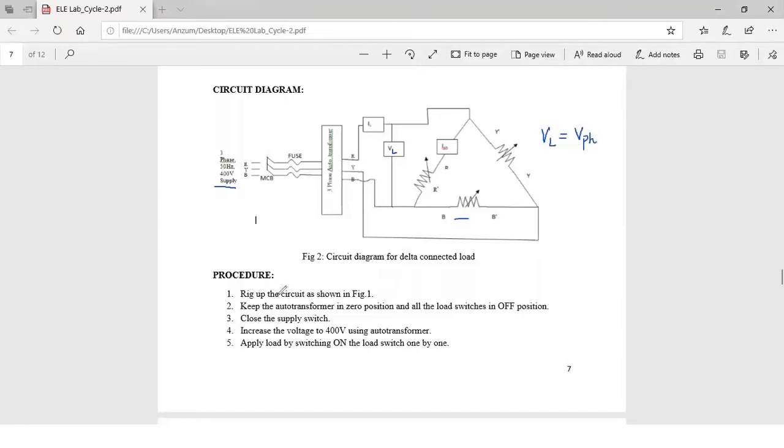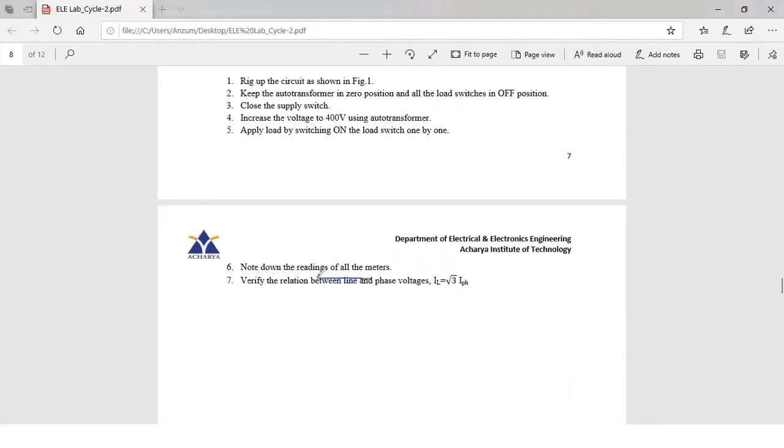Now let's see the procedure to be followed. So we need to rig up the circuit as shown in figure 2. Keep the auto transformer in zero position and all the load switches in off position. Close the supply switch, then increase the voltage from the auto transformer from 0 to 400 volts. After that, we are going to apply load by switching on the load switches one by one. Later, we need to note down the readings of all the meters and verify the relation between line and phase currents, which states that IL is equal to root 3 times IPH.